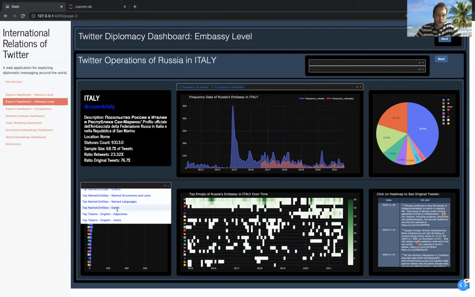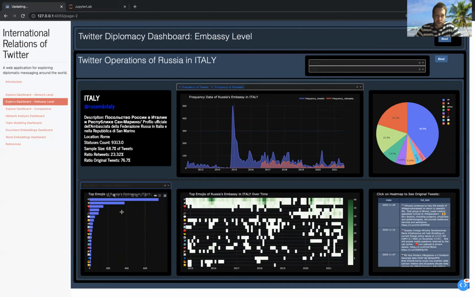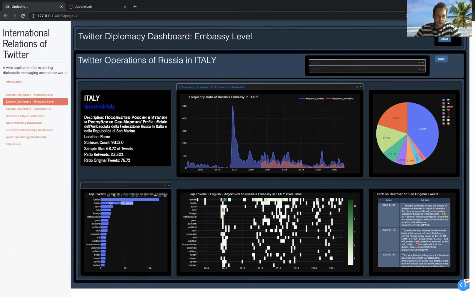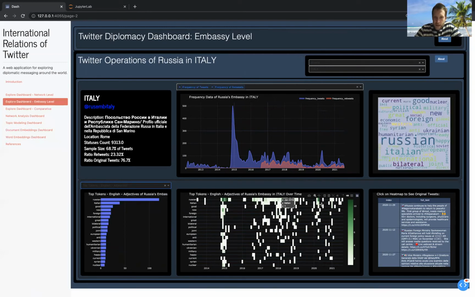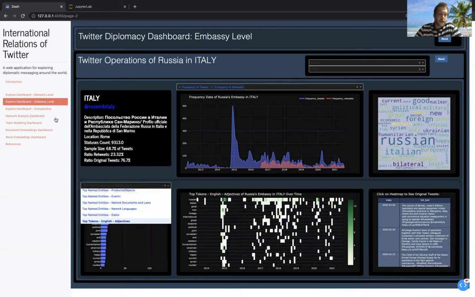We can look at what English adjectives are the most used, for instance, and then we can look at the heat map to see when they were used, and then we can click on the heat map to see the original tweets. And here we have the original tweets that result from clicking on the heat map. I think this is a nice, efficient way to really dive into a particular country and see what's going on in response to a particular event or something like that.